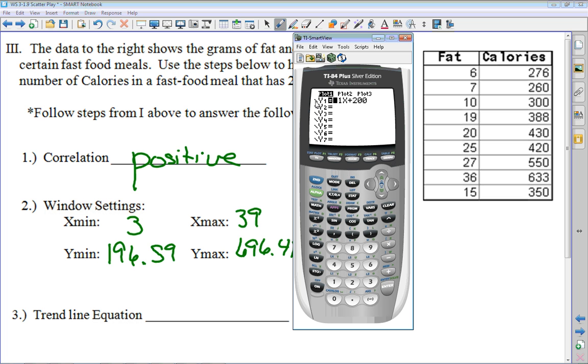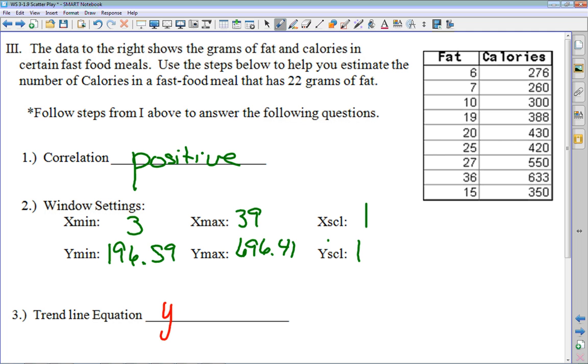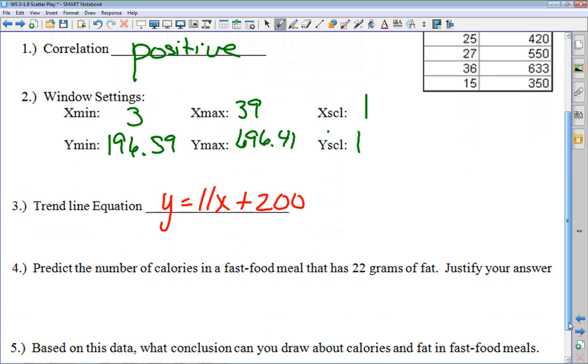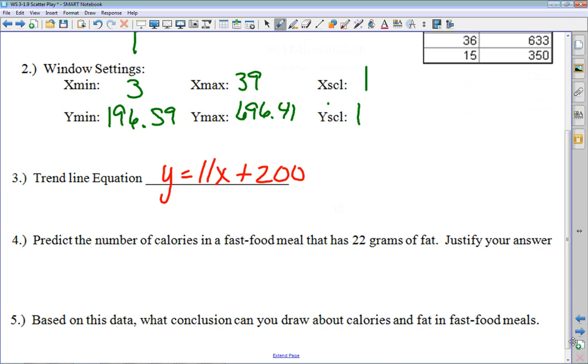So for my equation, we're going to go in here and write my equation. My trend line is y equals 11x plus 200. There's my trend line. So now the next question says, predict the number of calories in a fast food meal that has 22 grams of fat.